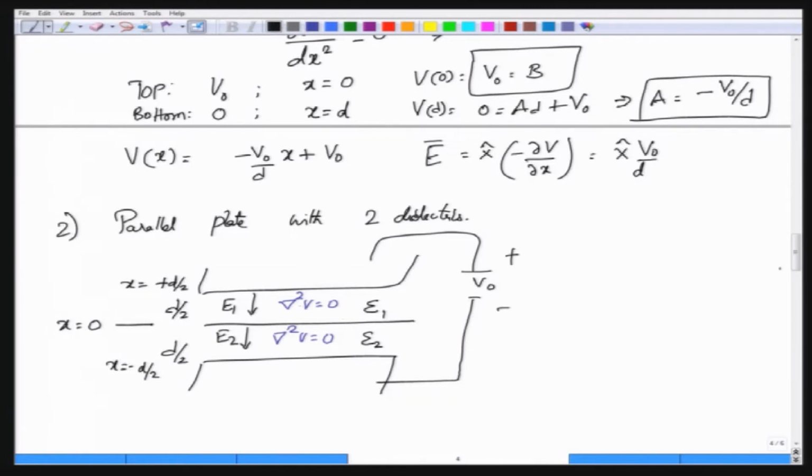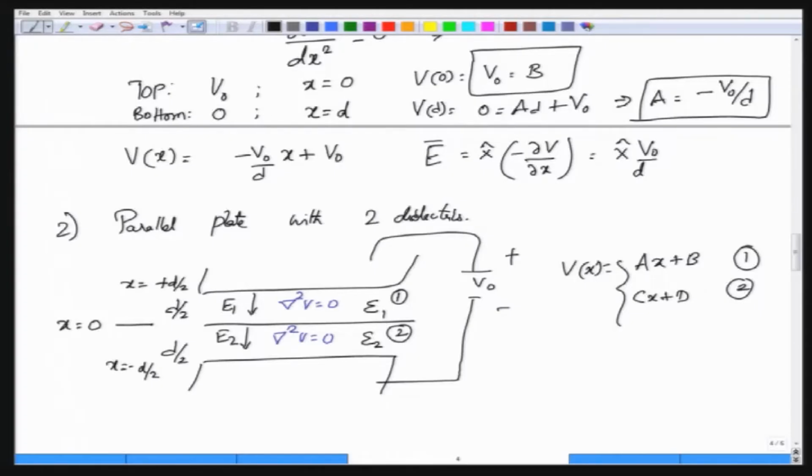So, if I solve the equations, I am going to get V of x equal to Ax plus b in the region between 0 and d by 2, so in region 1. If I call this region 1 and region 2, then in region 1 the potential is Ax plus b, and in region 2 the potential is some Cx plus d, where these are constants.